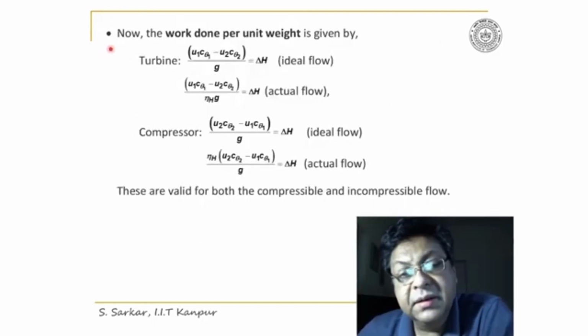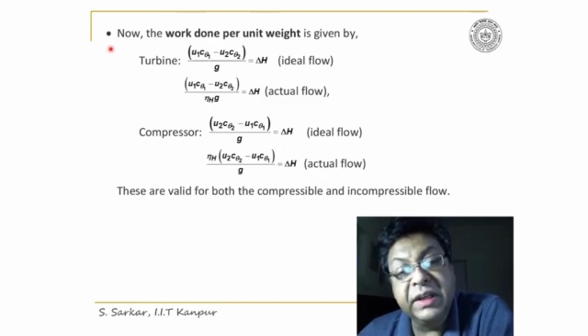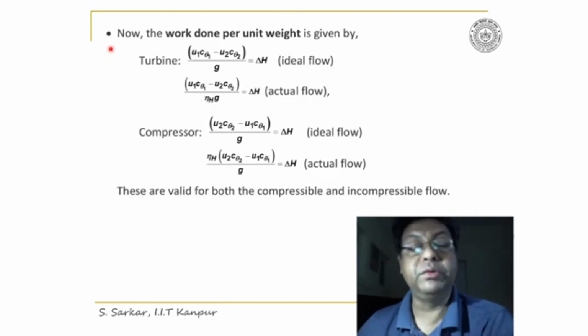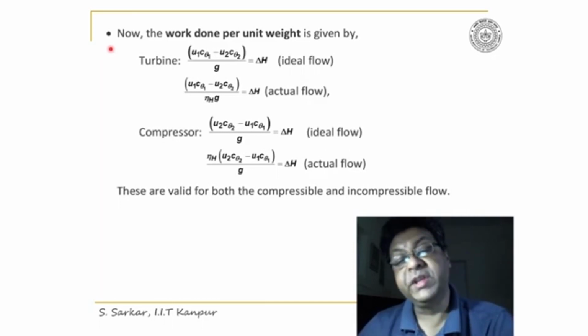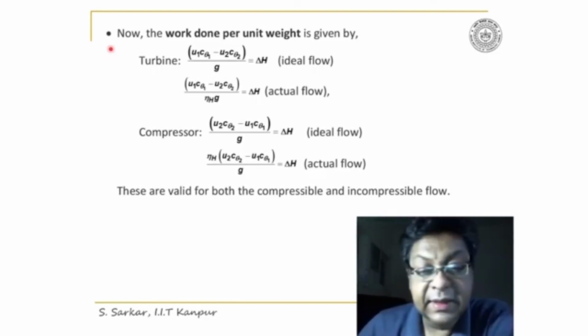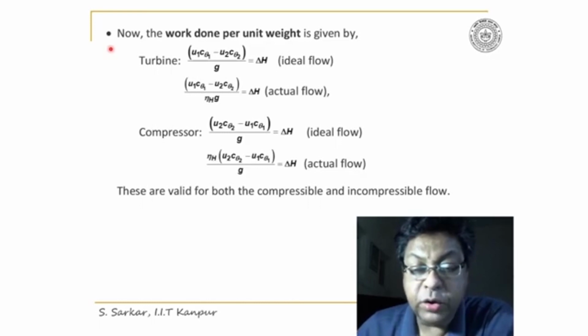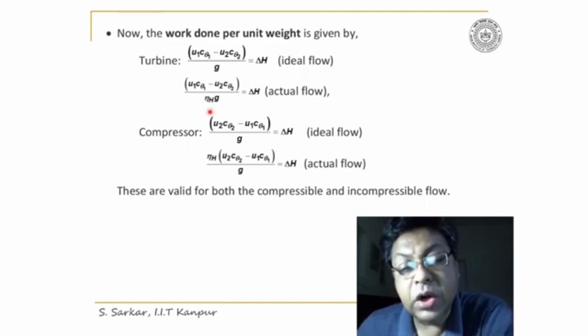Now the work done per unit weight can be expressed as, for a turbine, (u1 c theta 1 minus u2 c theta 2) divided by g is equal to del h in case of ideal flow. So with respect to the earlier expression, it has been divided by rho g, and in case of actual flow, it has been divided by eta h.